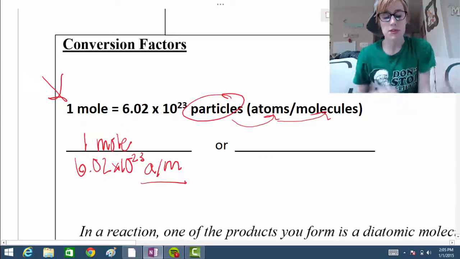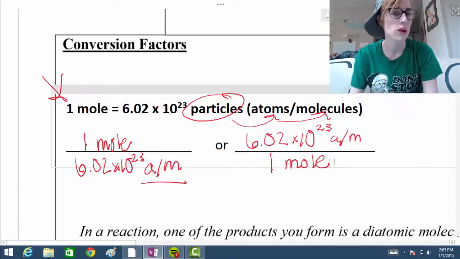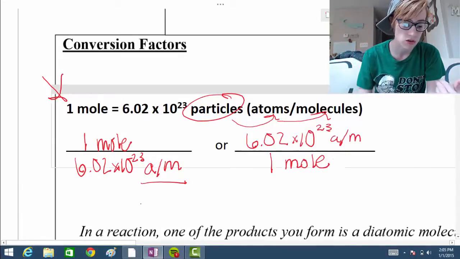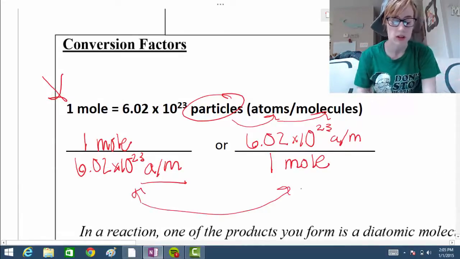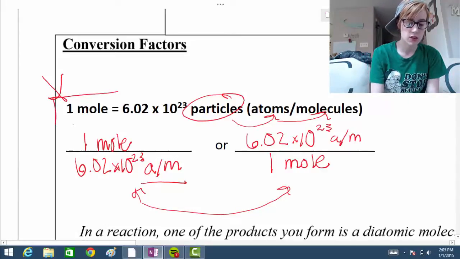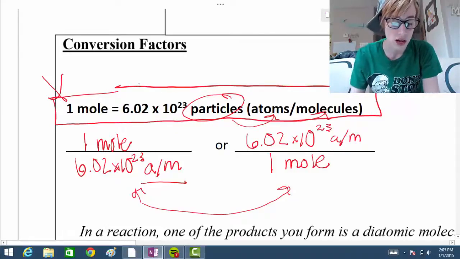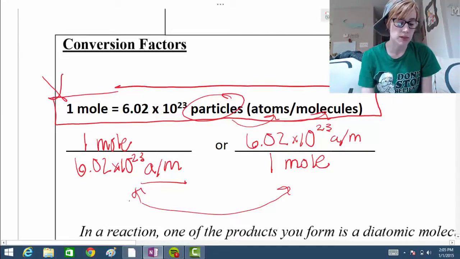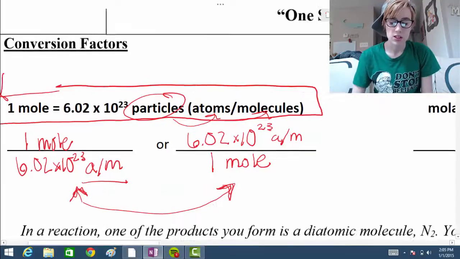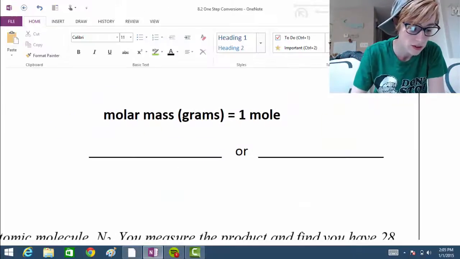We can also flip this fraction around the other way. In a moment, I'm going to explain to you which fraction you're going to be using, whether you'll use this one or whether you'll use this one. The most important thing is that this is a conversion factor that you're all expected to know and memorize. And then you'll have to know that you can either set it up this way or you can set it up this way.